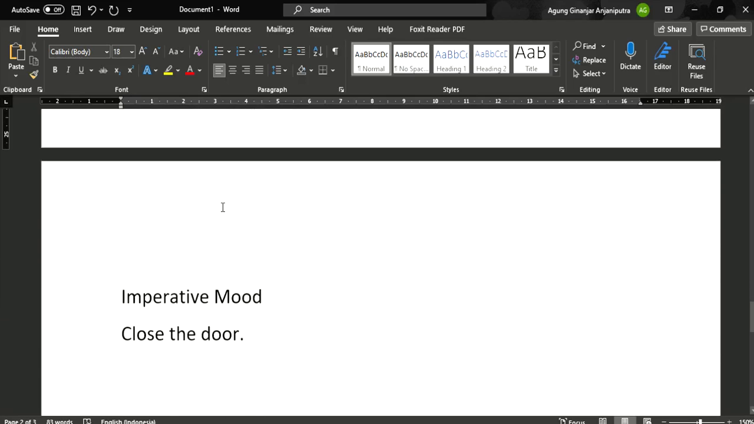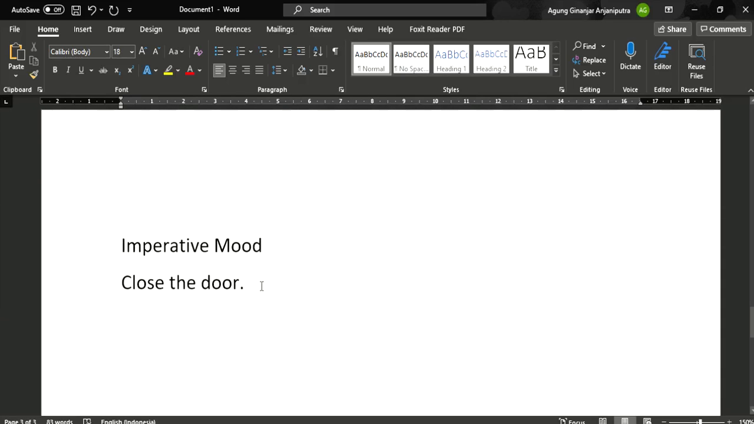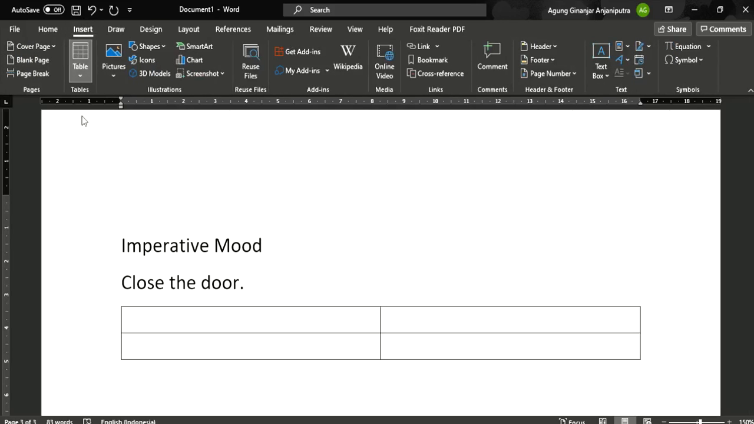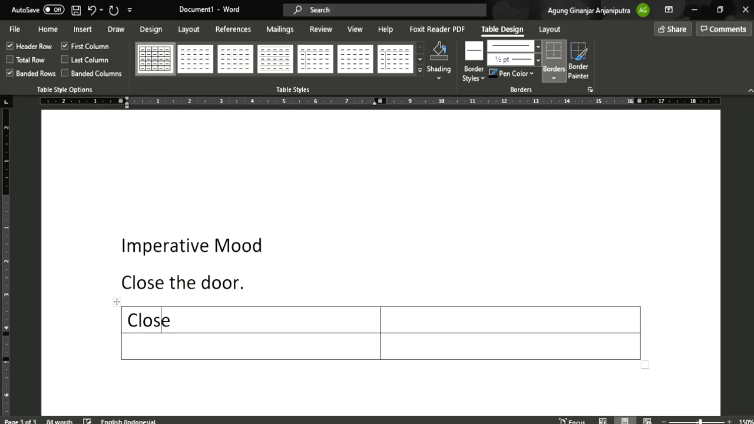Now, the last one we will talk about imperative mood. In imperative mood, for example, "close the door." Okay, "close" will become the unmarked topical theme. This one is unmarked topical theme. And this one is the rheme.